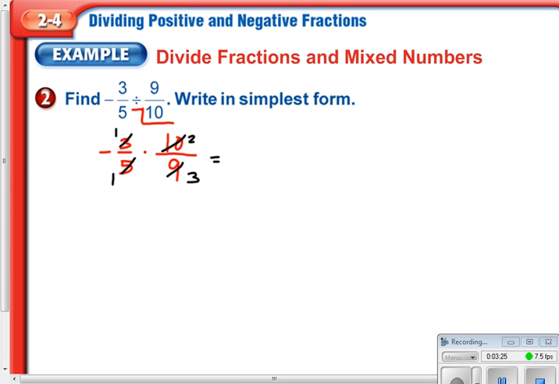Now if you look here, that first fraction is negative. Negative times a positive is a negative outcome. Multiply your numerators and denominators, and we get -2/3.